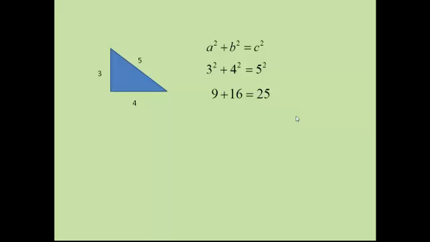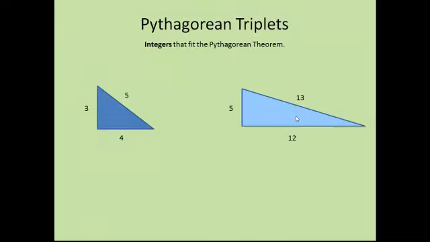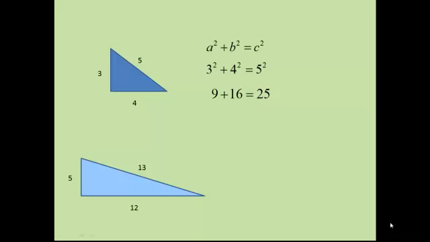So what are some other Pythagorean triplets? 5, 12, 13 is also one. So let's take a minute and verify this. Take about a half a minute and try to do this one on your own, and then we'll go through it on the screen.